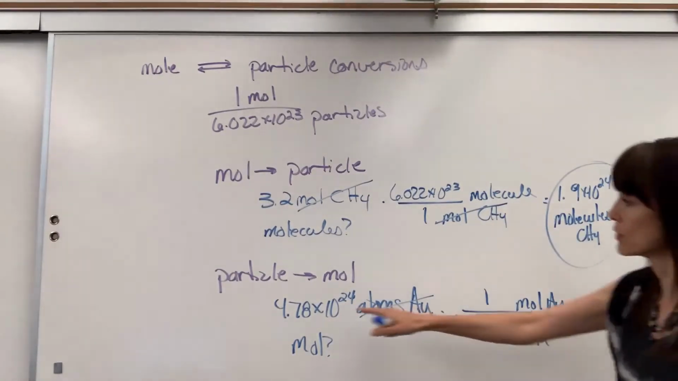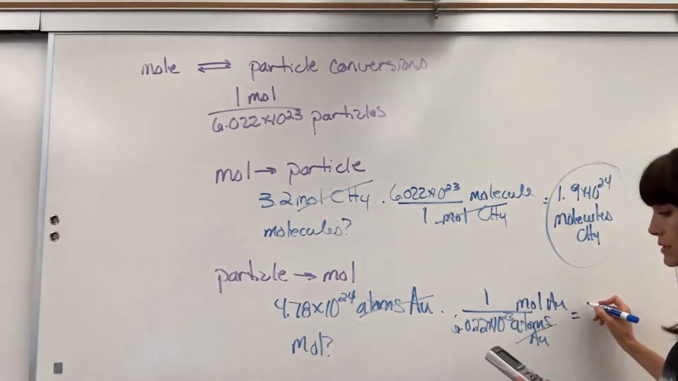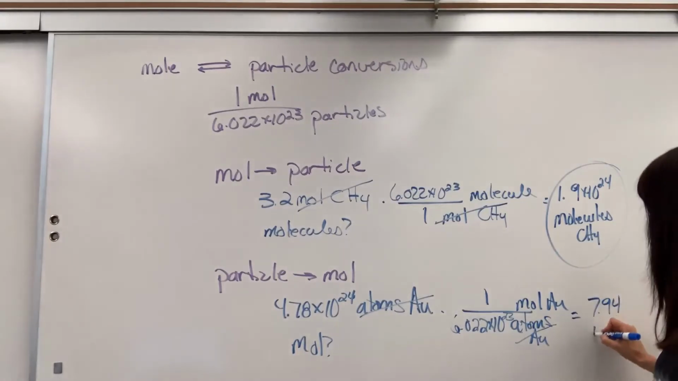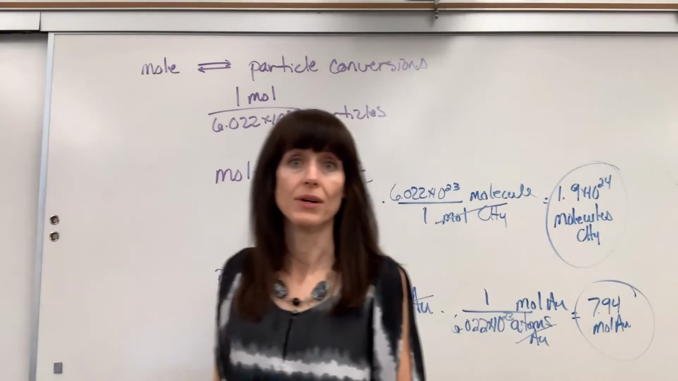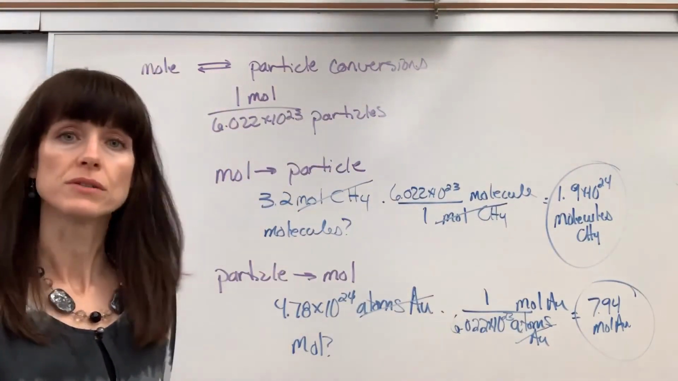Did this in the calculator. Notice I have 1, 2, 3 sig figs. So we end with 3 sig figs. We will have 7.94 moles of gold. And let me just tell you, that's a chunk of change. You and I could, yeah, we could do some fun stuff with that.